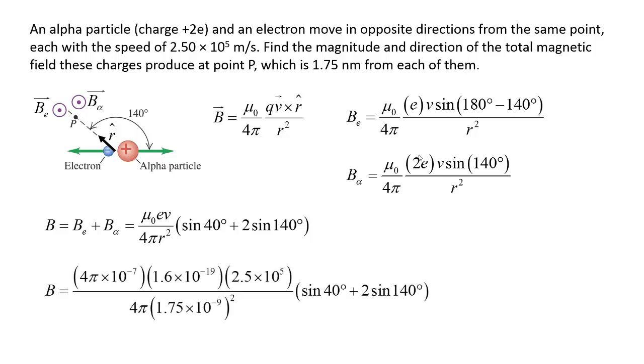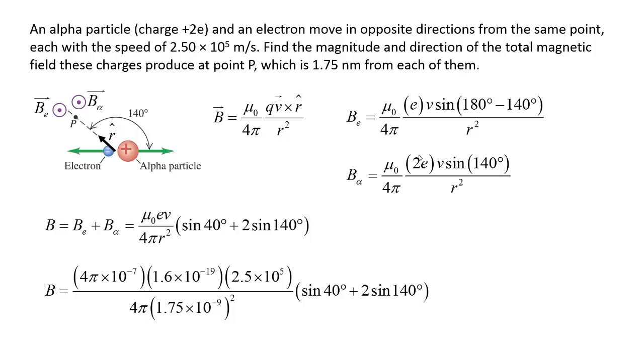All we have left to do is plug in the numbers. The magnetic constant is 4 pi times 10 to minus 7. The charge of the electron is 1.6 times 10 to minus 19. The speed of each particle is 2.5 times 10 to the 5th meters per second, divided by 4 pi. The distance from each particle to point P is 1.75 nanometers, which is 1.75 times 10 to minus 9. And don't forget to square this, multiplied by sine 40 plus 2 times sine 140.